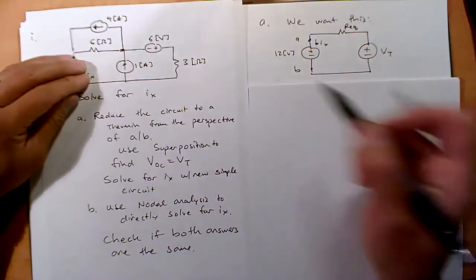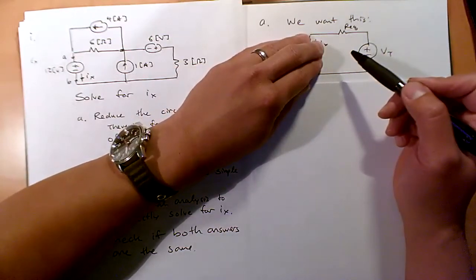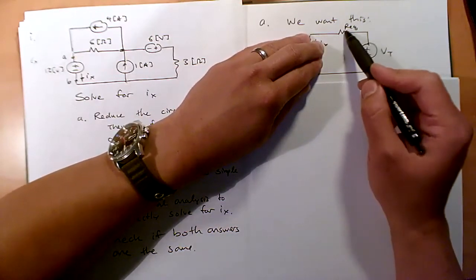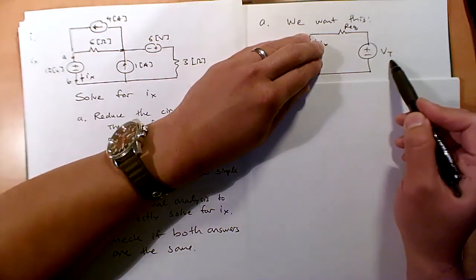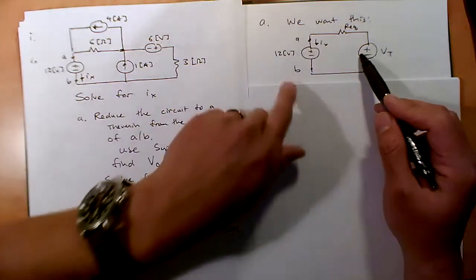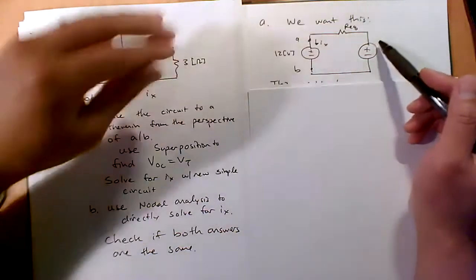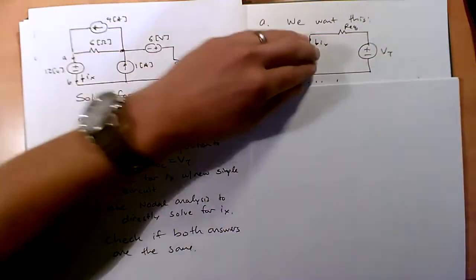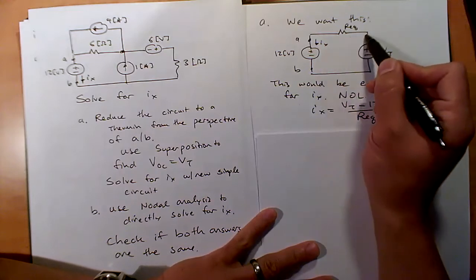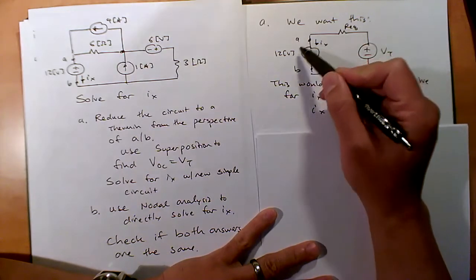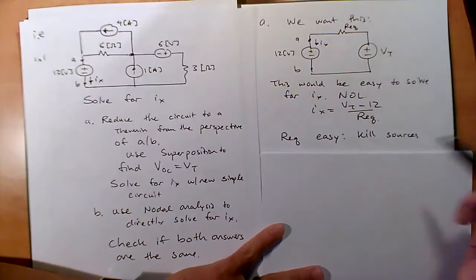So I want to replace this entire circuit with this simple circuit. Cool? I can easily get the R equivalent, but then I also want to get the V Thevenin, right? Because the idea is this circuit is equivalent to this one. This would be easy to solve for IX. I could just do nodal Ohm's law, right? Look, IX equals VT minus 12 volts over R equivalent. Once I know these two numbers, that's easy.